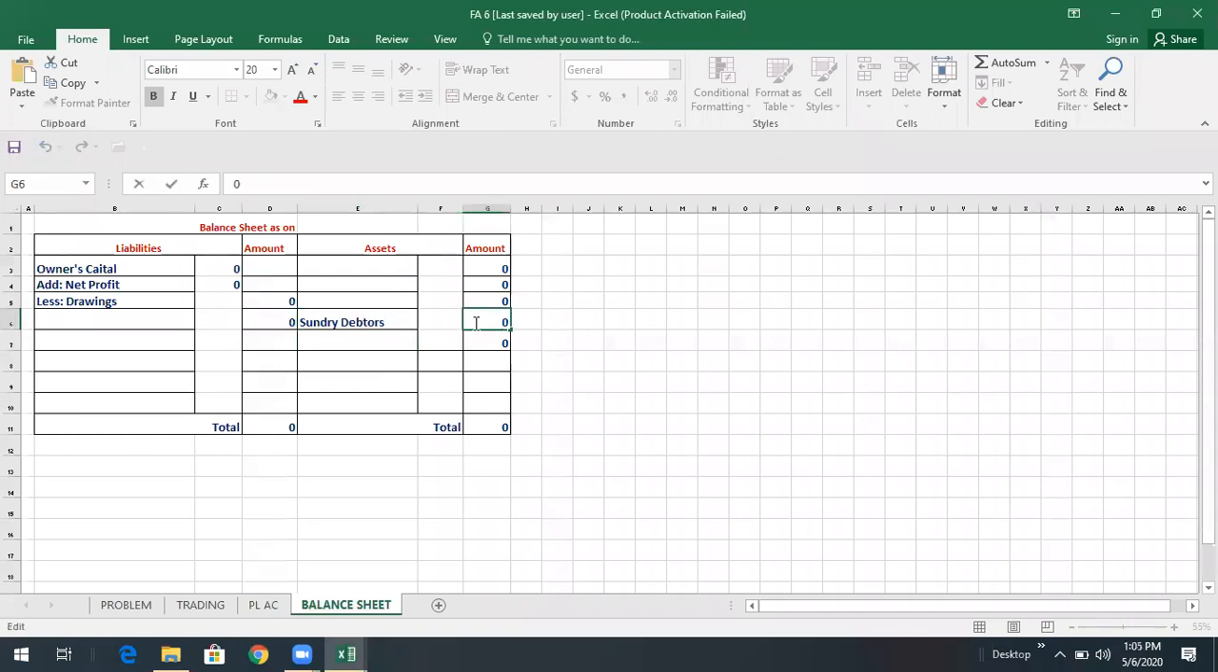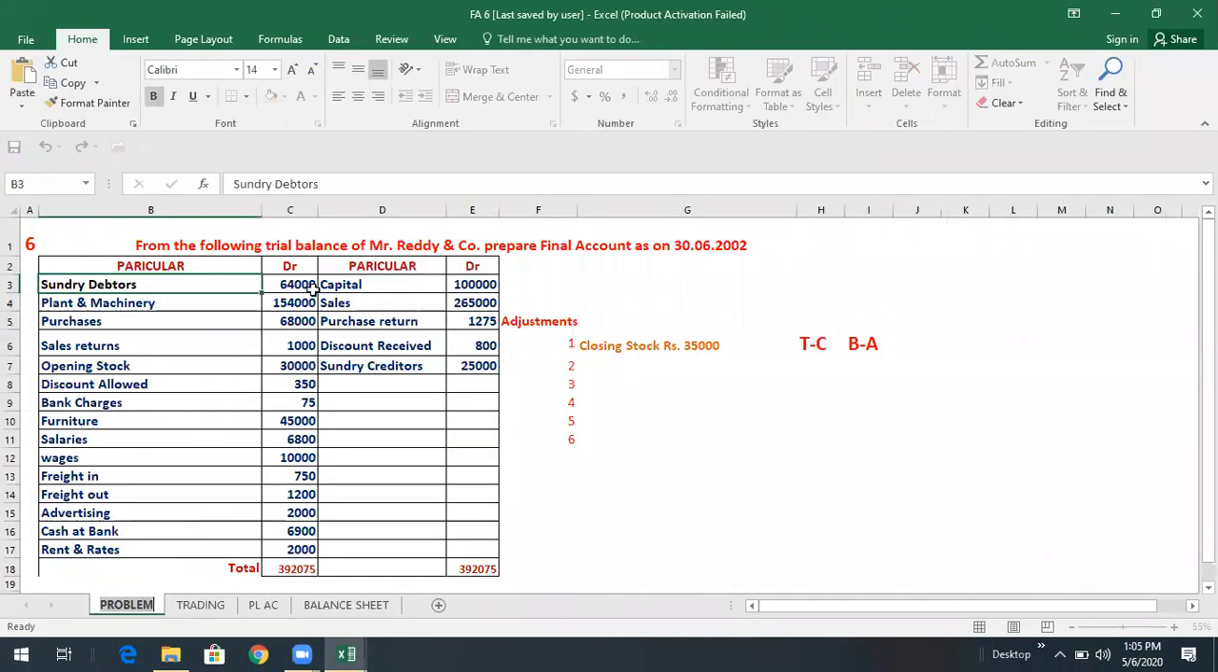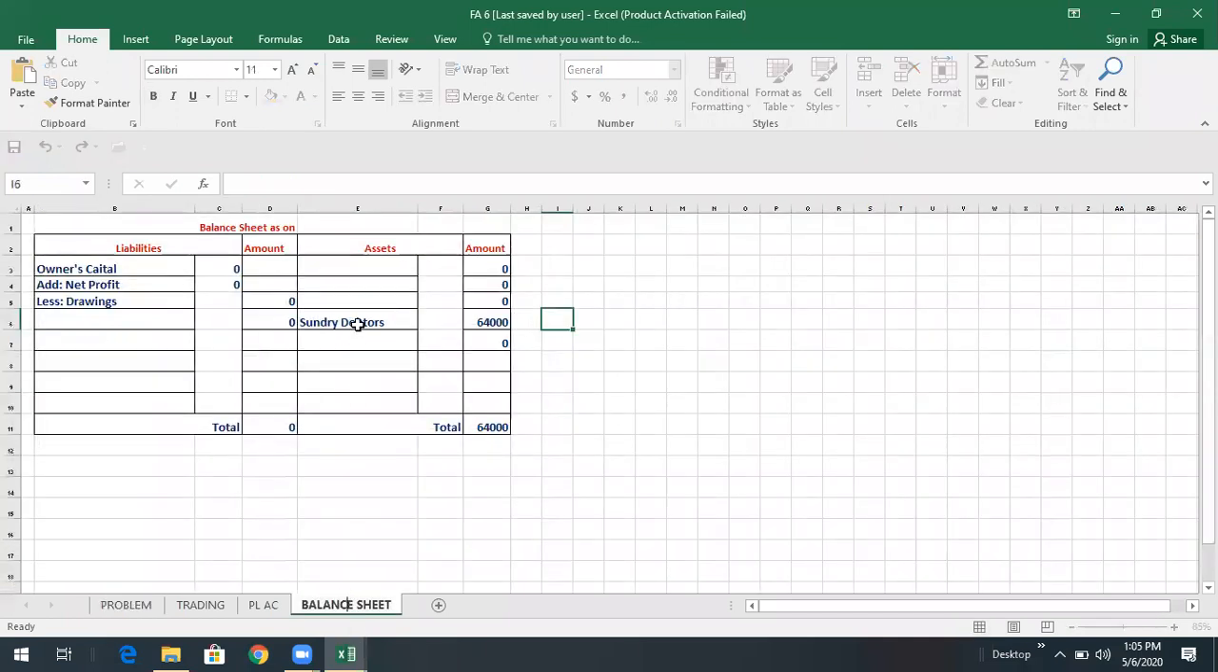What is the value? The value is 64,000 rupees. I'm entering 64,000 rupees here, sundry debtors 64,000 rupees. Sundry debtors we get in a balance sheet at asset side. In the balance sheet asset side, sundry debtors 64,000 rupees I entered.